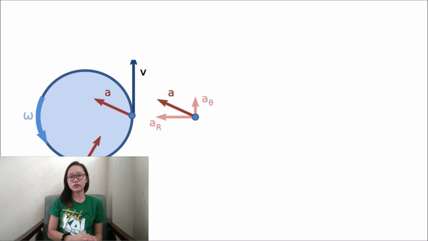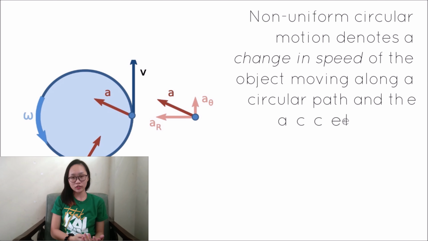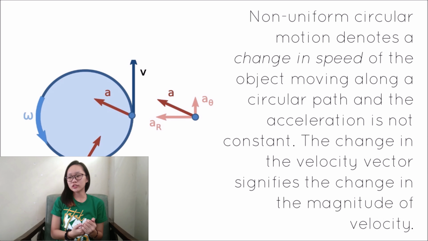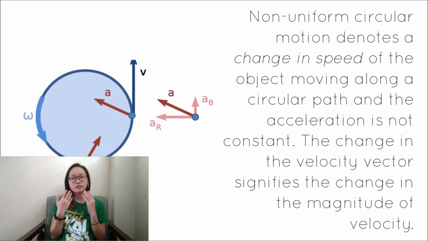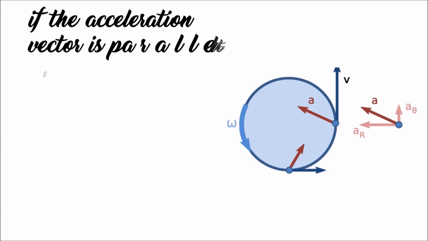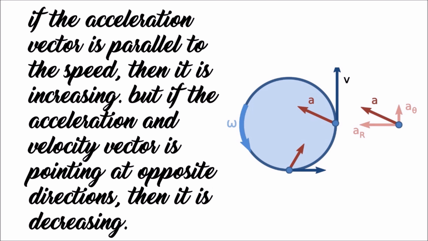Another type of circular motion is the non-uniform circular motion. It is different from the uniform circular motion in that its speed may change and its acceleration is not constant, since it may accelerate or it may decelerate. The change in the velocity vector signifies the change in the magnitude of its velocity. If the acceleration vector is parallel to the direction of the velocity, then the speed is increasing. But if the acceleration vector and the velocity vector are in opposite directions, then it is decreasing.